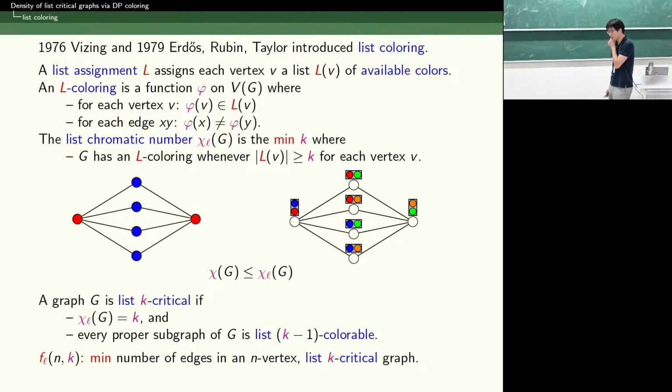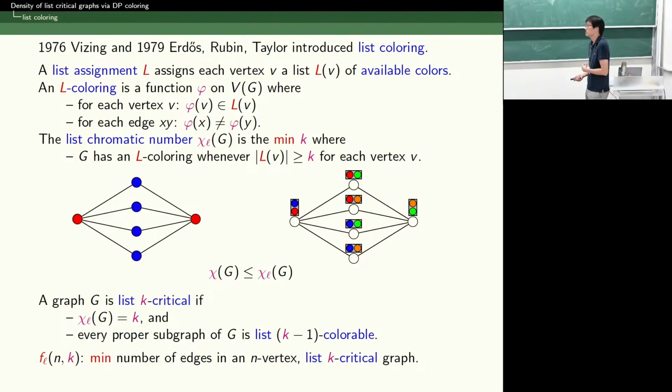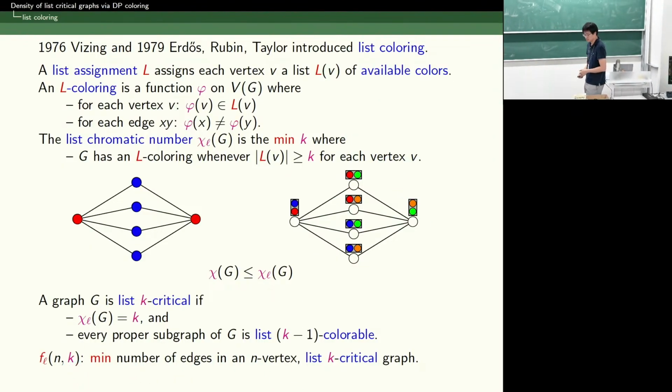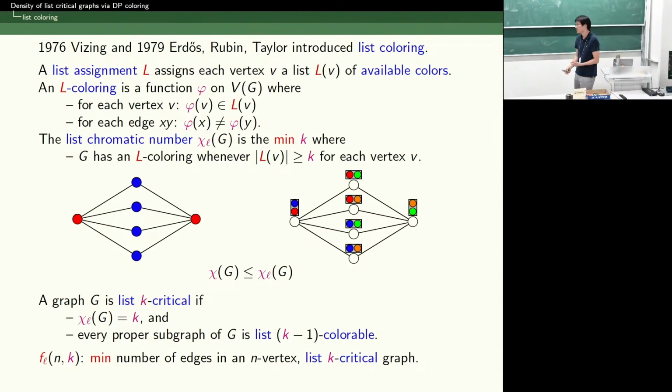And we can do the same thing, right? We can define these list critical graphs. So what does this mean? This means your graph has list chromatic number k, but if you remove any edge, if you look at any proper subgraph, then the list chromatic number will drop from k to k minus 1. And then you can do the entire story. Now I define this function f_L(n,k), which is the minimum number of edges in your graph which is list k-critical.